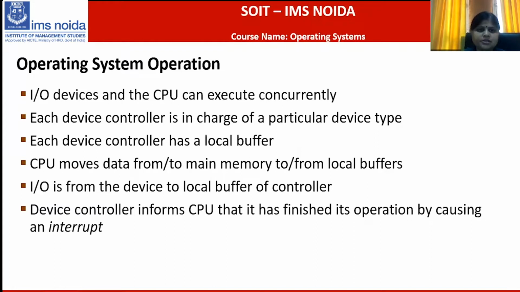When we talk about the operating system operations, some operations are already shown in the slide, and these come under consideration. First, input-output devices and the CPU can execute concurrently. Sometimes some operations require only input-output devices and some require only the CPU, and these are all running concurrently. So the operating system has the responsibility to manage input-output processes as well as CPU processes simultaneously, and provide resources to both of the processes. Each device controller is in charge of a particular device type.